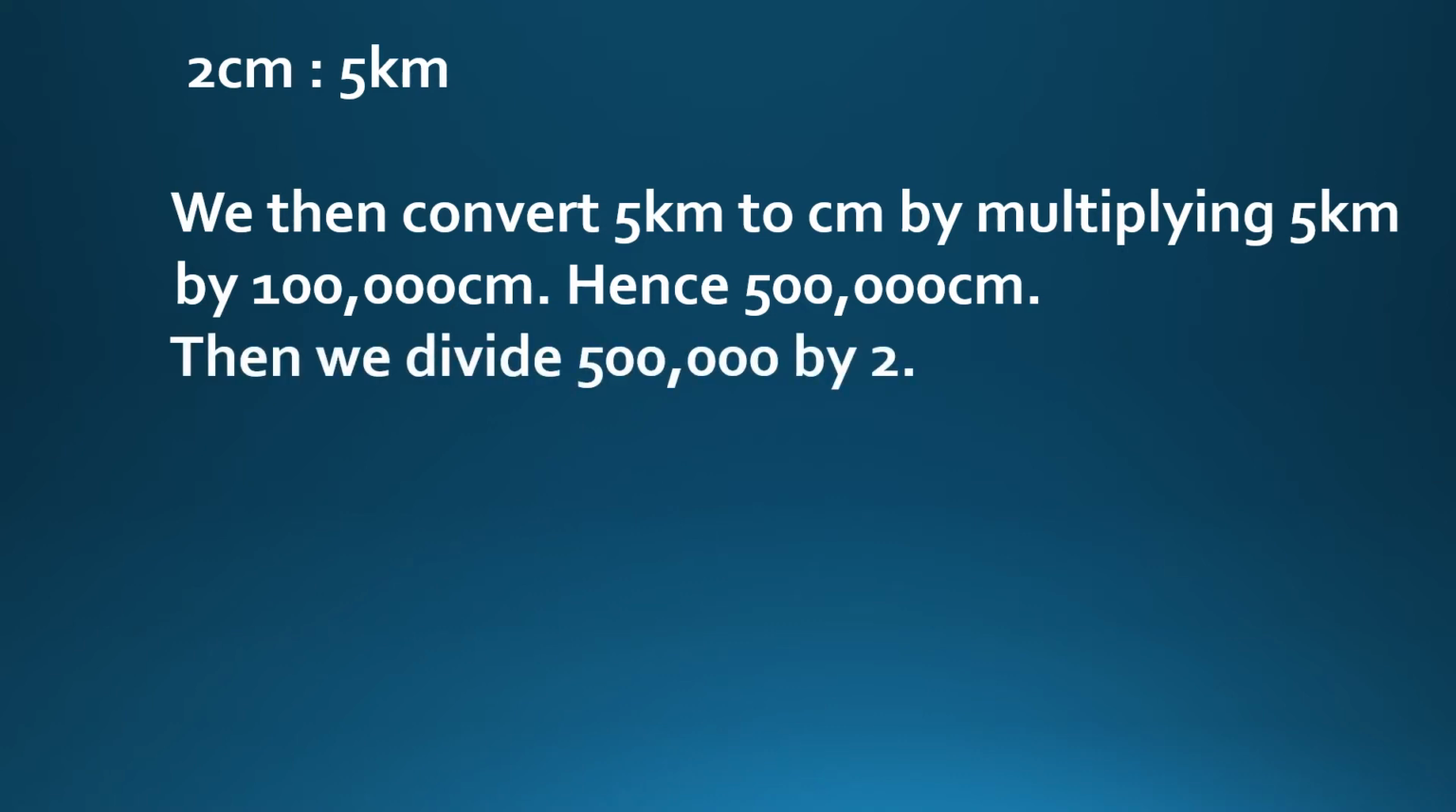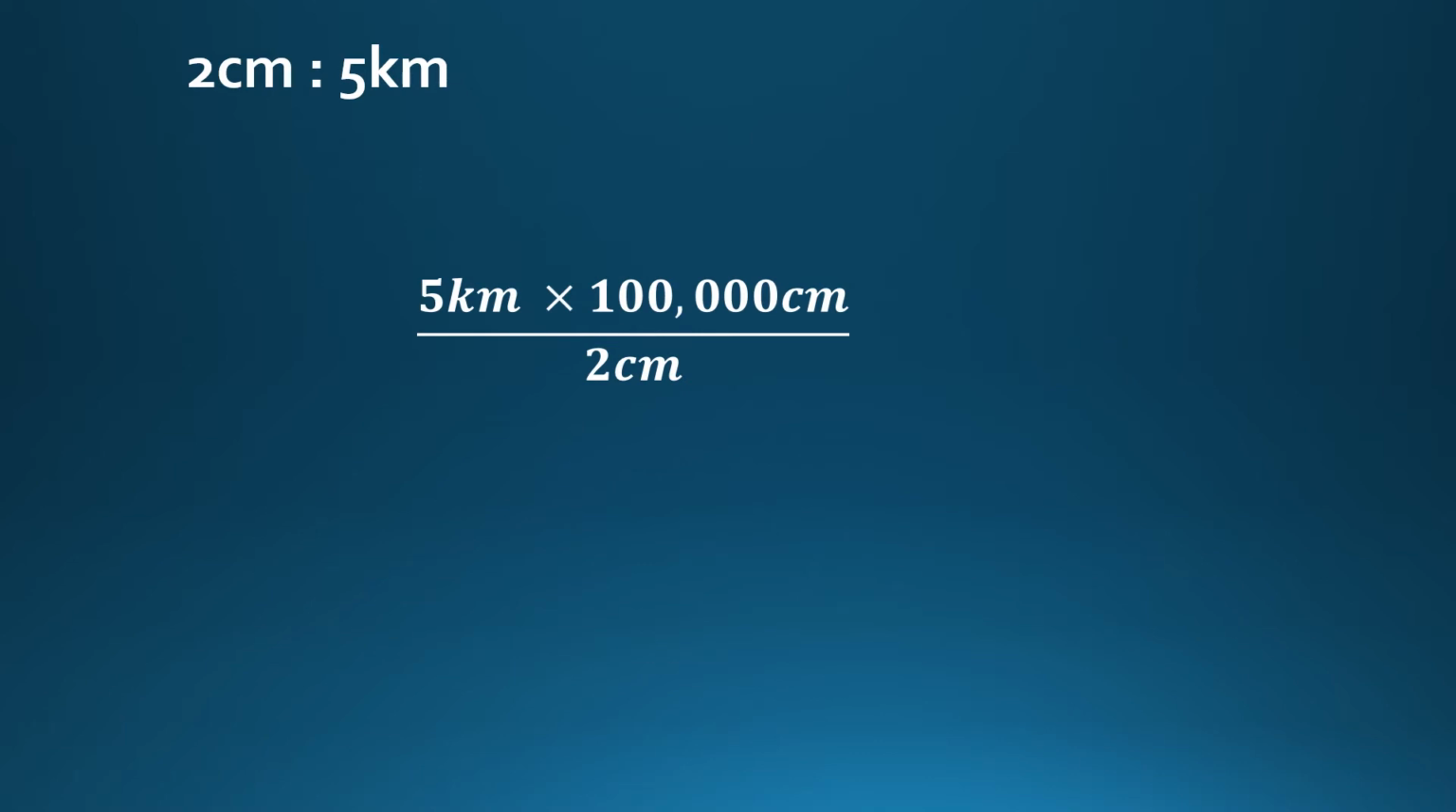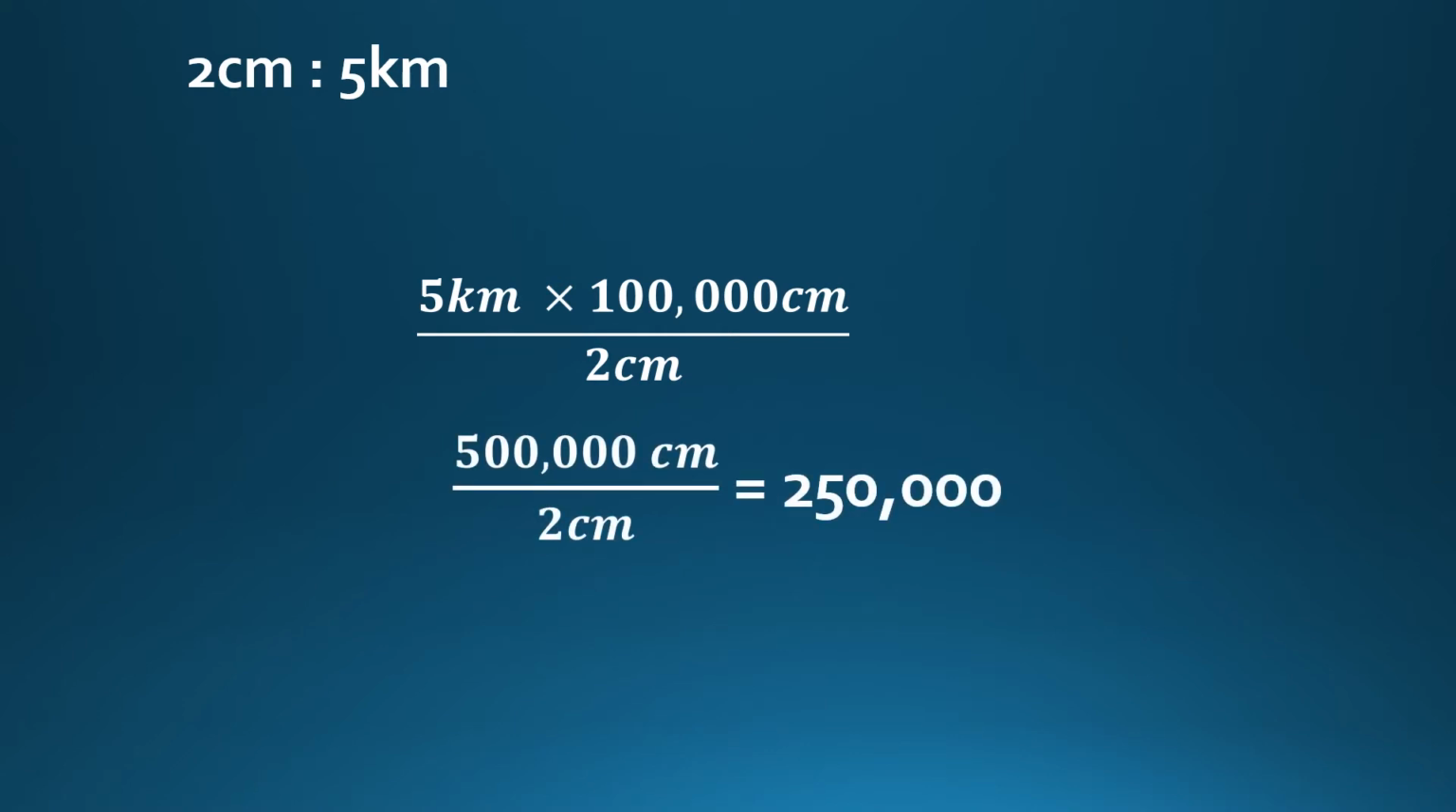Then we're going to divide by 2, which is the 2 centimeters in the statement. So let us look at how we go about it. We say 5 kilometers multiplied by 100,000 centimeters all over 2 centimeters. This will give us 500,000 centimeters divided by 2 centimeters, which will be equal to 250,000 as our answer.